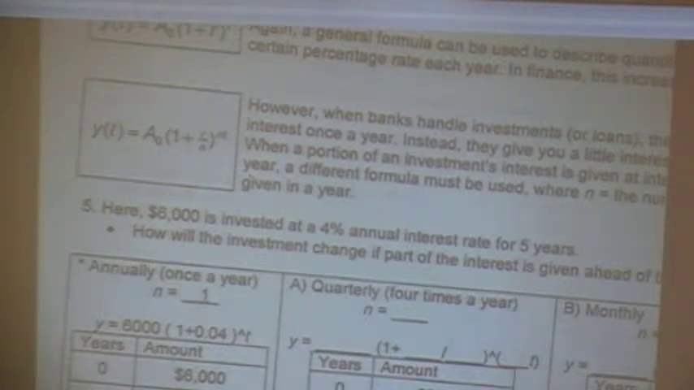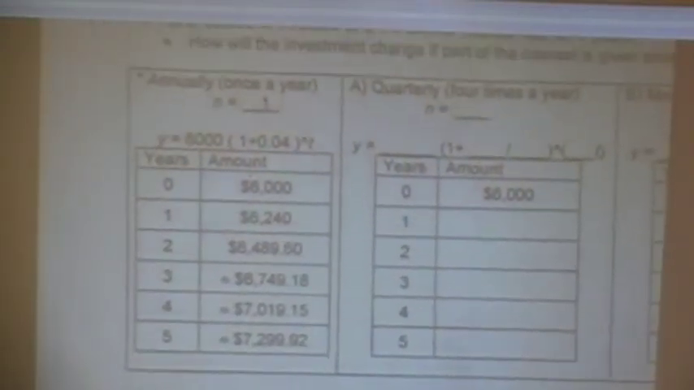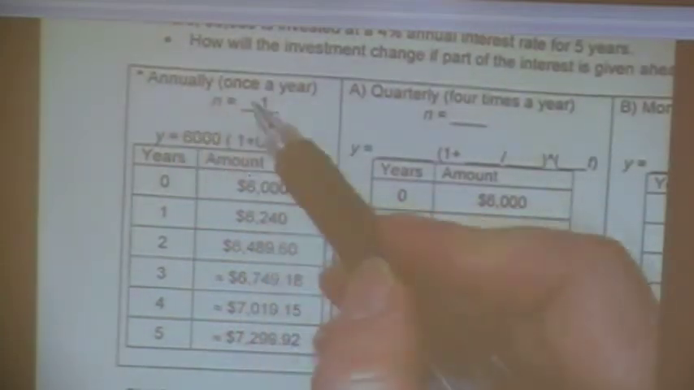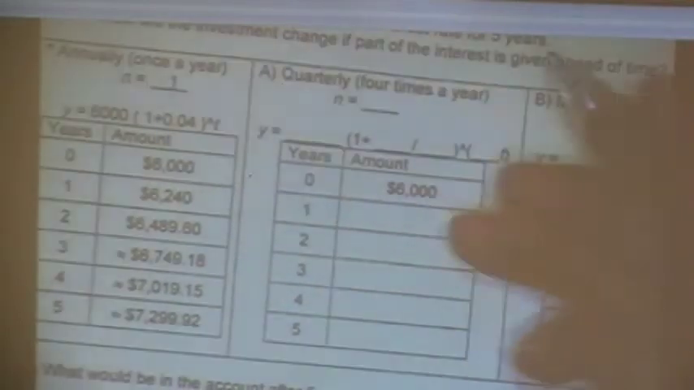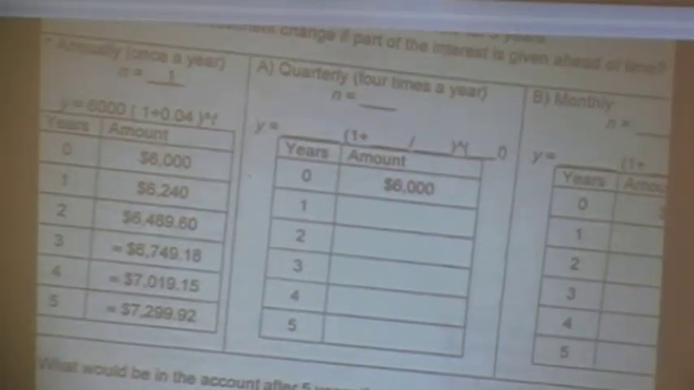So let's look at what it does. On the first one, they filled in annually. That's once a year they pay you your interest, and they filled in that one. We're going to do this first example on A. They're going to compound quarterly. So how many times a year are they going to pay me? 4 times a year. So my N value is going to be 4.